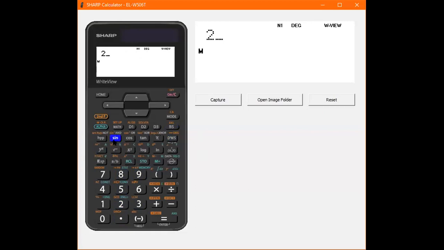So if we say 2 to the power of 3 times 2 to the power of 4, and we press equals, we get 128. Now we can show the students step by step. So we can again say 2 to the power of 3 plus 4 gives us 128. And we can also say 2 to the power of 7 gives us 128.